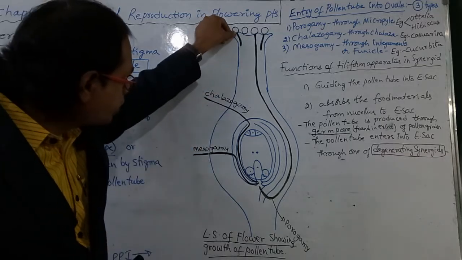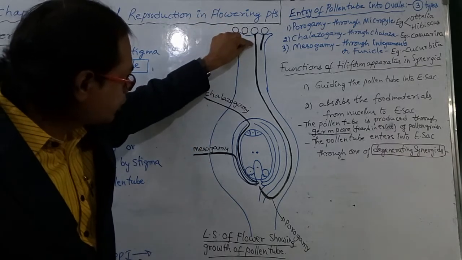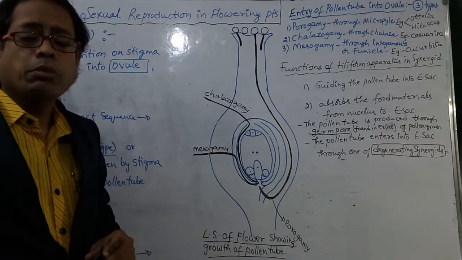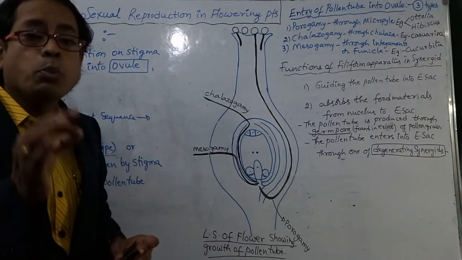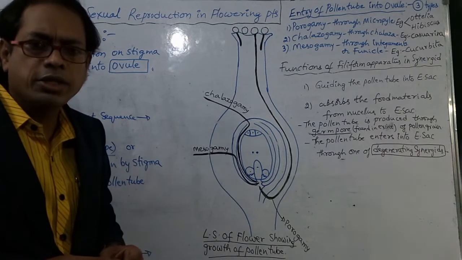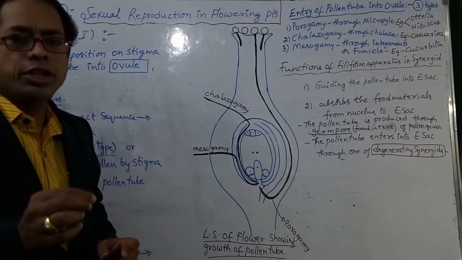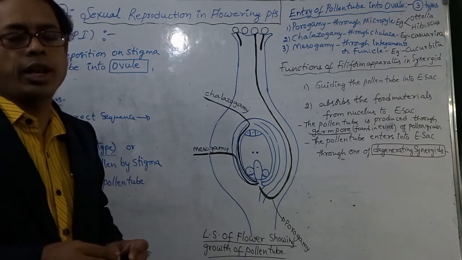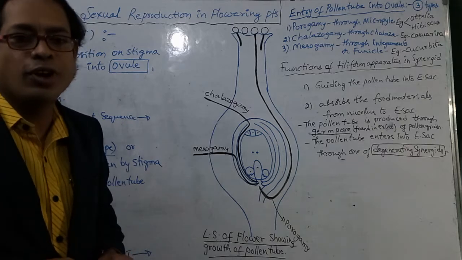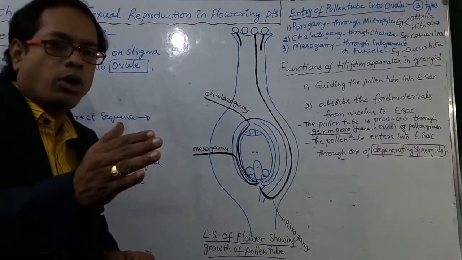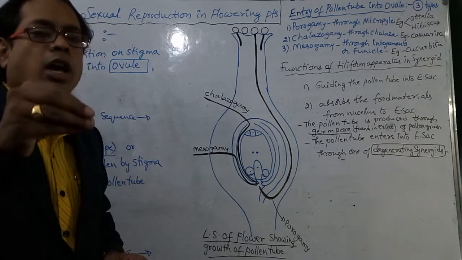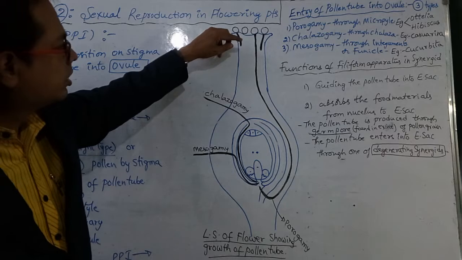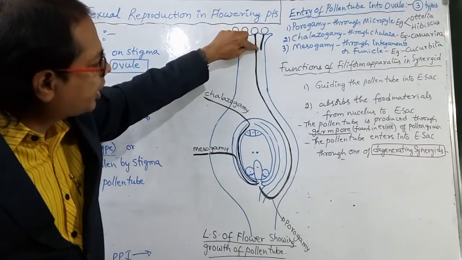Next, pollen tube is formed. Growth of pollen tube from the pollen grain is called pollen germination. What is pollen germination? That is producing the pollen tube through germpore of pollen grain. What is the function of germpore? That is, through germpore, pollen tube is formed through intine of pollen grain. So the pollen tube is formed.